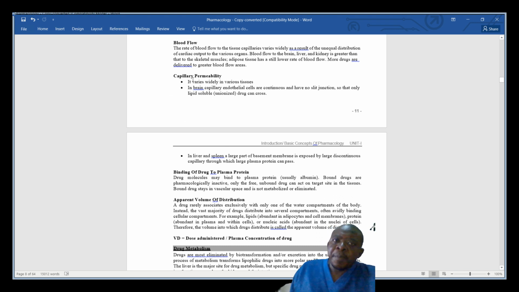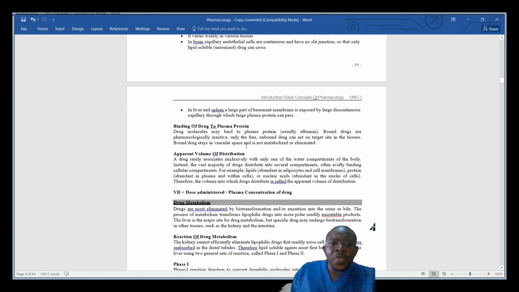When we talk of capillary permeability, we appreciate that it varies according to the tissue or organ. Certain drugs can be made available directly to the brain because certain conditions affect the brain directly, so you may require the drug to go inside the brain to help reduce the infection or the condition. But in the liver and the spleen, we have a large part of the basement membrane exposed by large discontinuous capillaries through which large plasma proteins can pass.